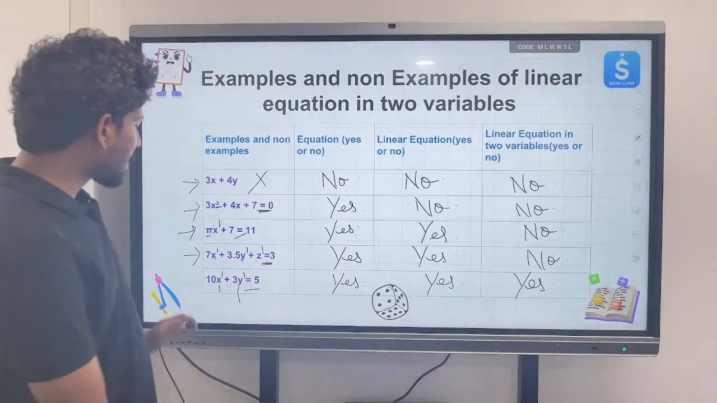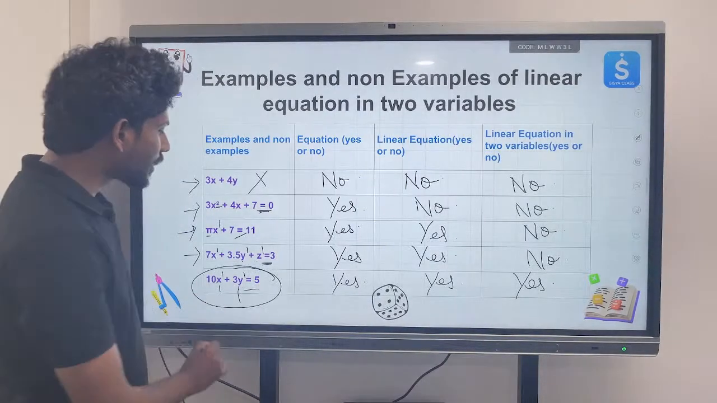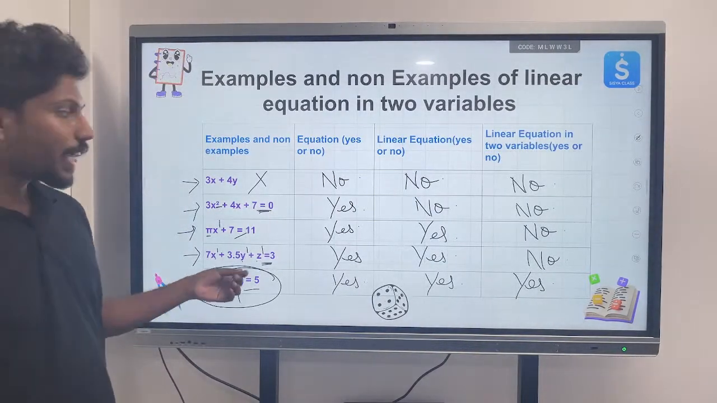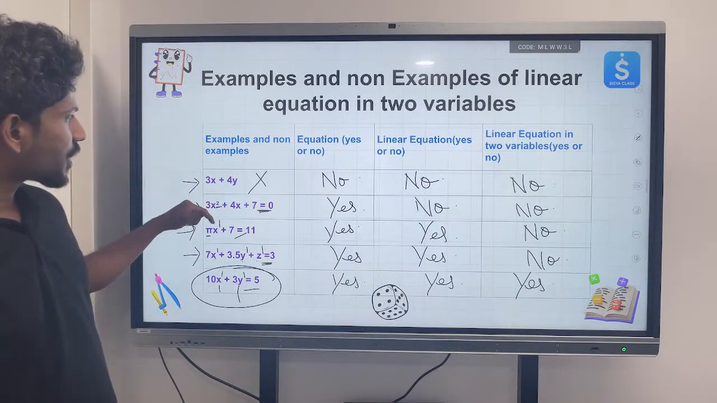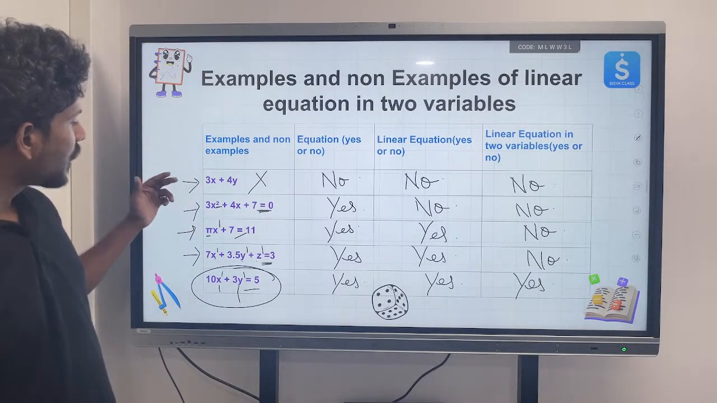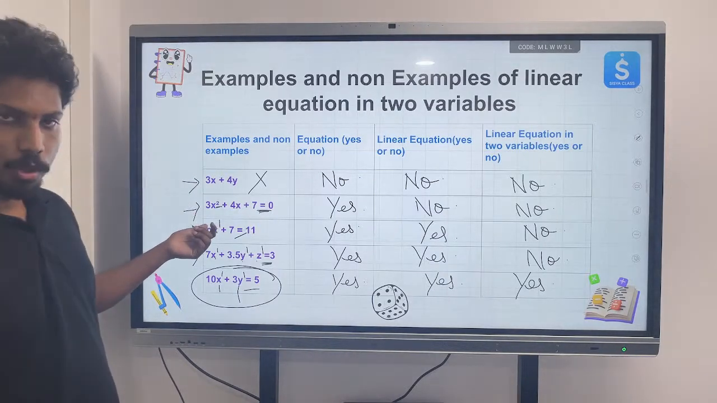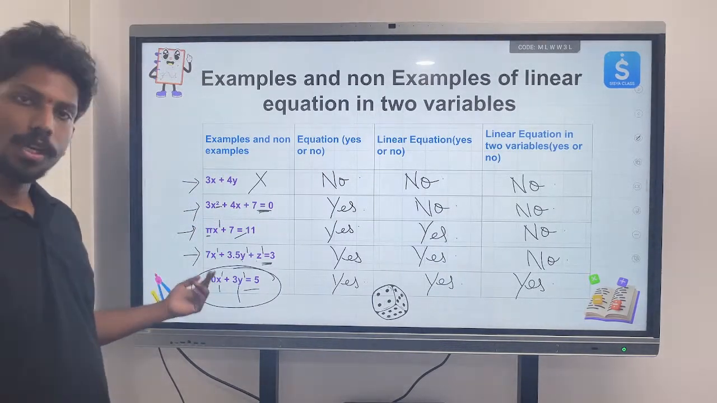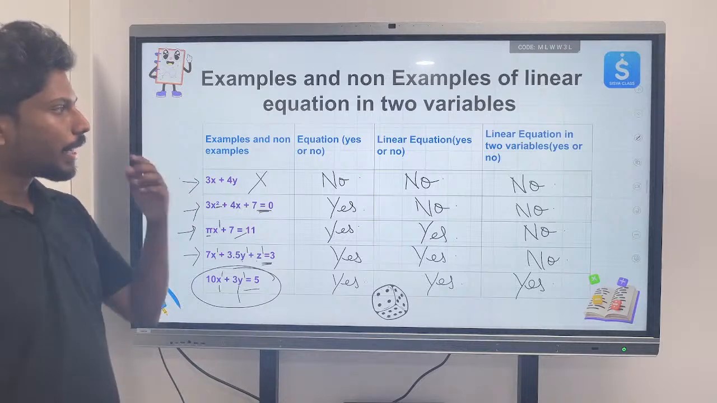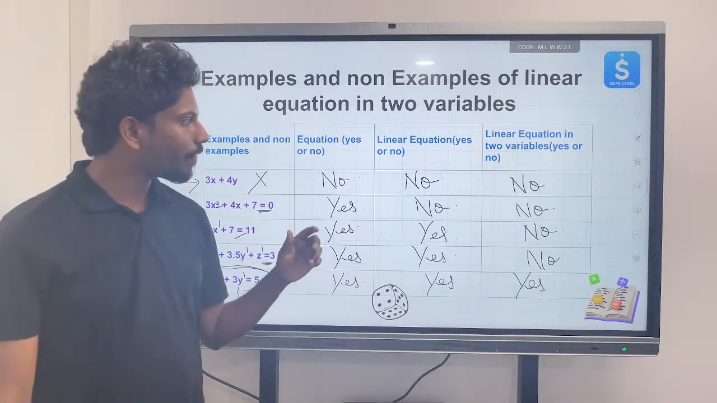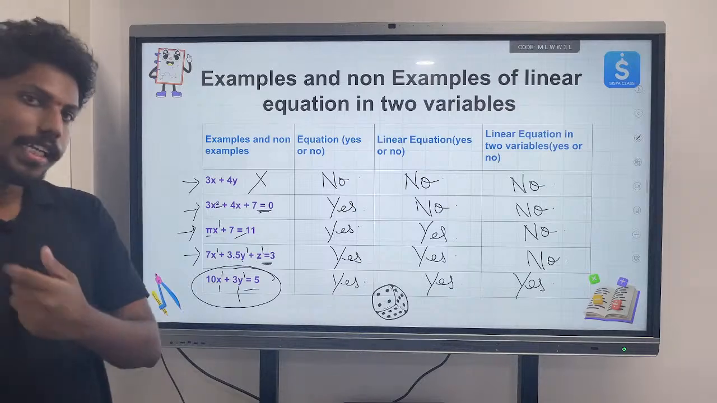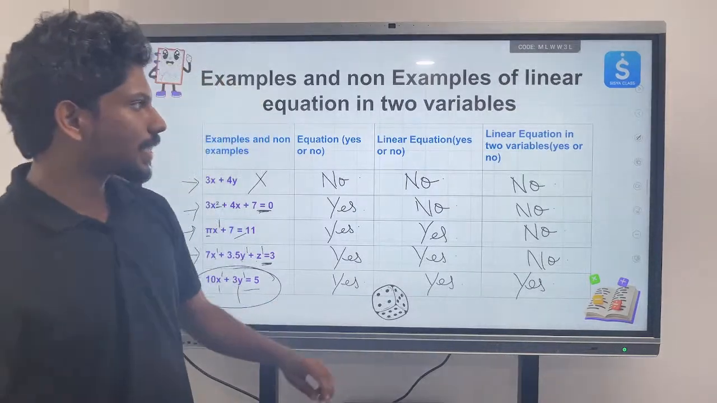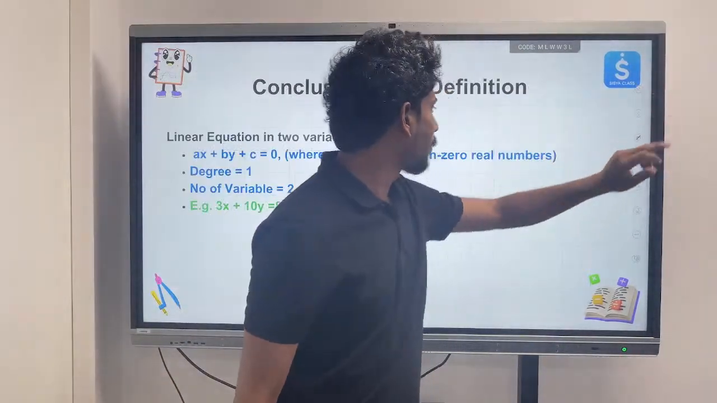Among all these examples, the last example gives us enough clarity. So we have discarded all these options. This is not a linear equation, this is a linear equation but it does not have 2 variables, it has 3 variables, and this has only 2 variables. This is how we have discarded the options, and we have understood through examples as well as non-examples what exactly a linear equation is. Right? Now let's proceed further with this topic.